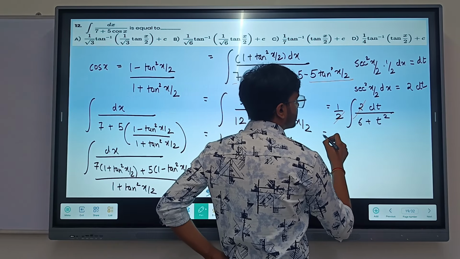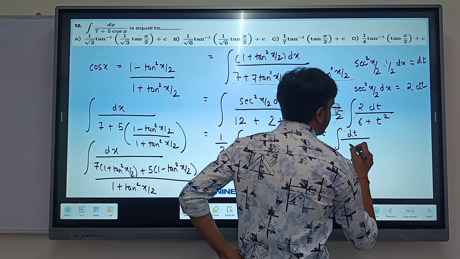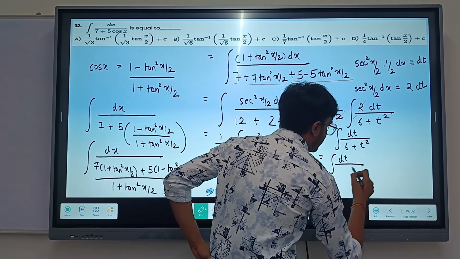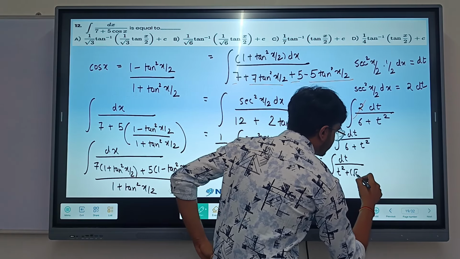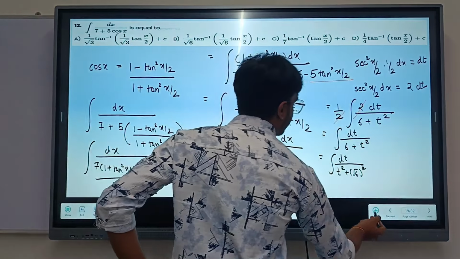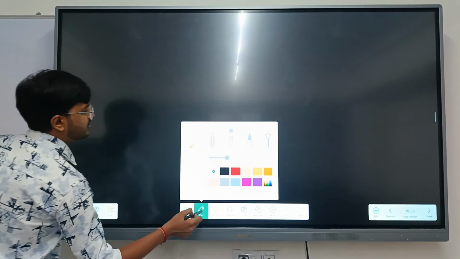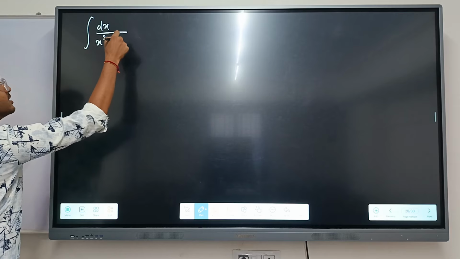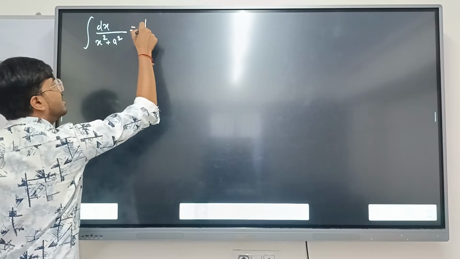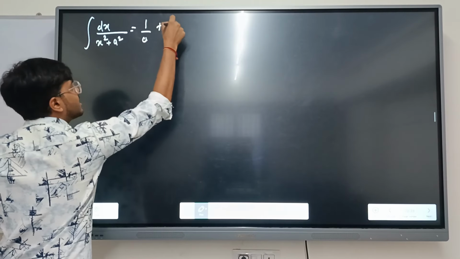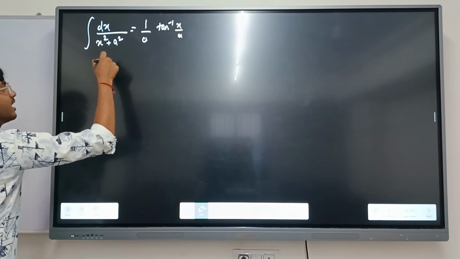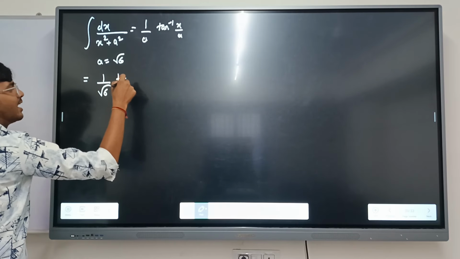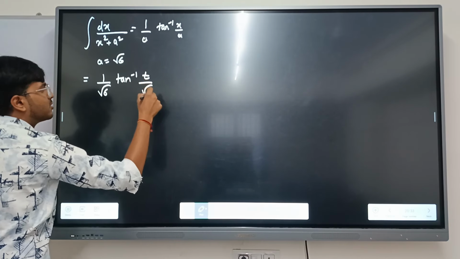2 and 2 cancel. So we get integration dt divided by 6 plus t square. I can write it as integration dt divided by t square plus root 6 whole square. Now for this I'll use the integration of dx by x square plus a square. What is integration dx by x square plus a square? 1 by a tan inverse x by a. What is a here? A here is root 6. So we'll get 1 by root 6 tan inverse of t by root 6.